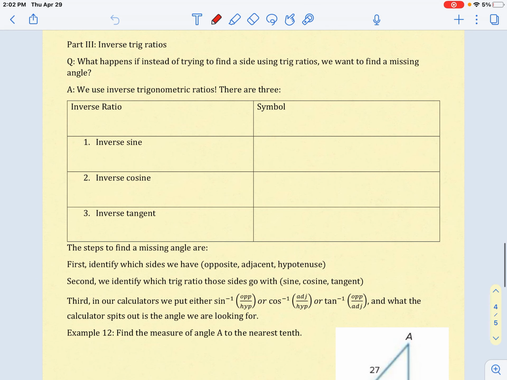Okay, fellas, welcome back. We're just in a short lesson. We're going to look at part 3 of our trigonometry study, which is inverse trig ratio.